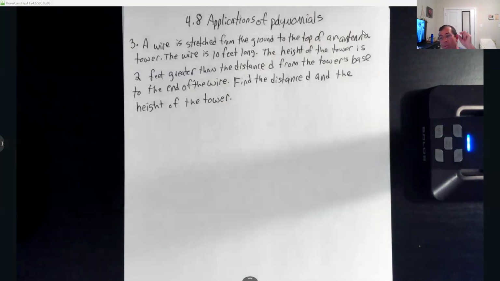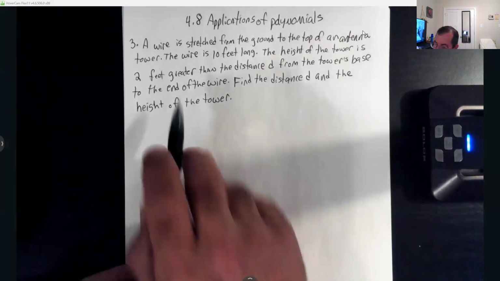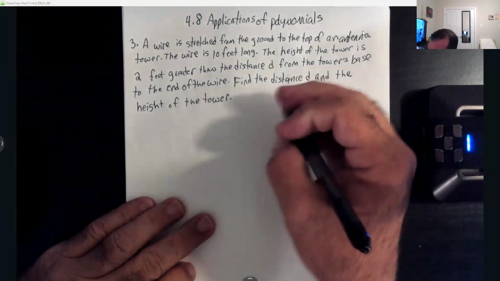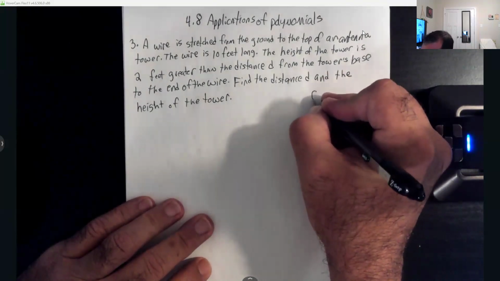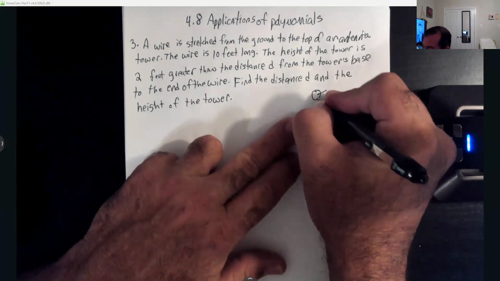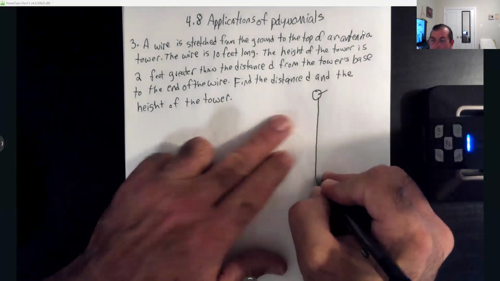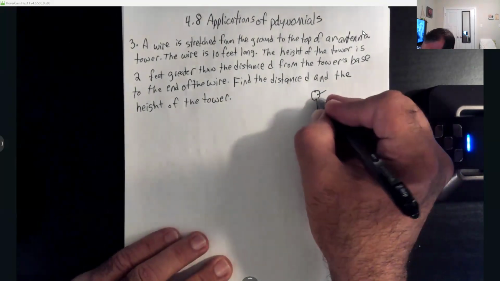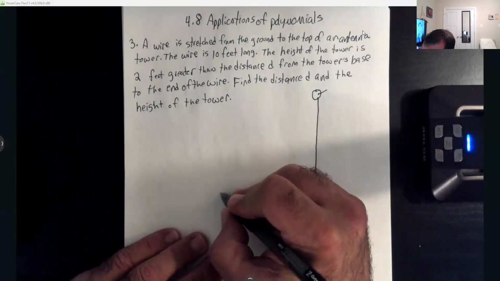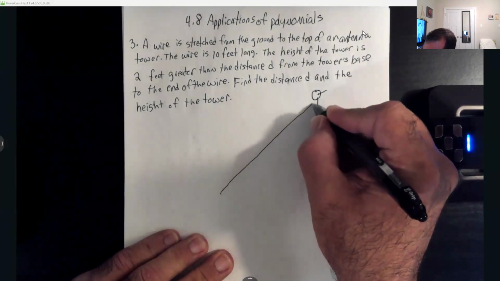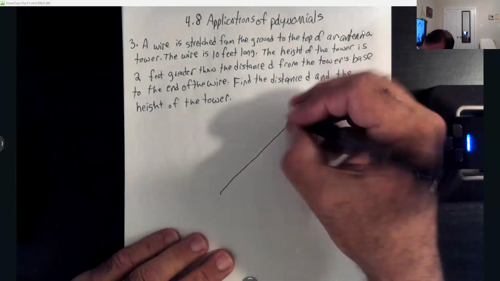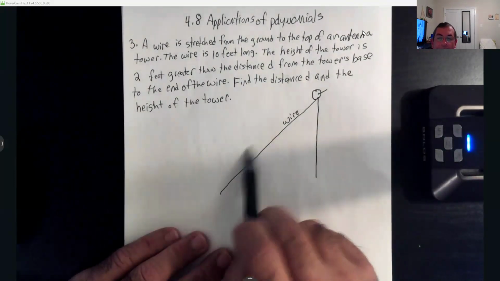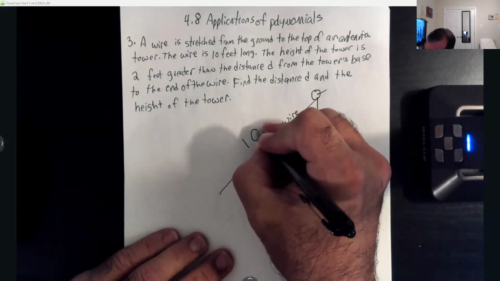All righty, so the last two are word problems. So a wire is stretched from the ground to the top of an antenna tower. So I'm just going to draw some kind of antenna tower here. So y'all, there's my tower. Now I got a wire being stretched from the ground to the top of this antenna tower. So this will be my wire. And it says the wire here is 10 feet long. So this is 10 feet.